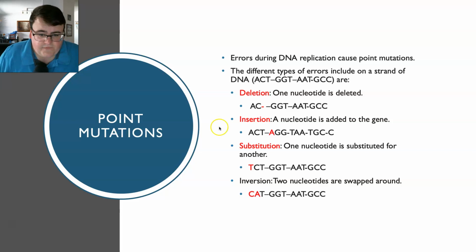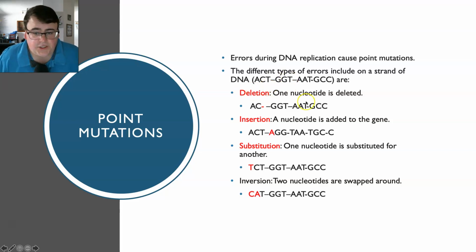Now, generally, these 4 different types of mutations occur during DNA replication. To describe how they work, we're going to look at this strand of DNA: ACT, GGT, AAT, GCC. Okay, so we're looking at this strand of DNA, and we're going to apply each of these types of mutation to it to show what would actually happen.